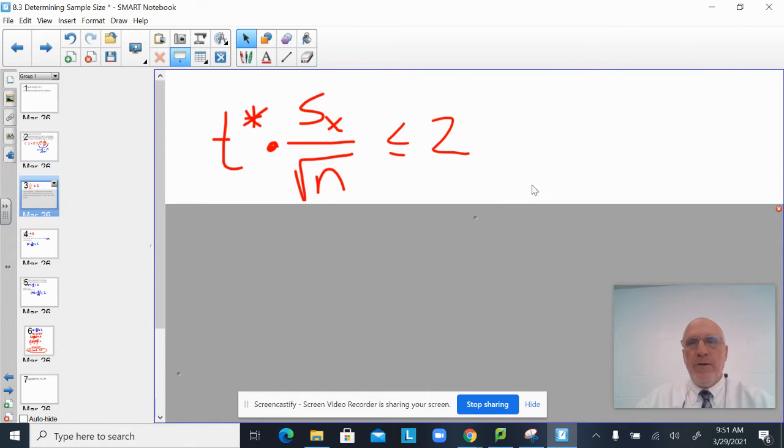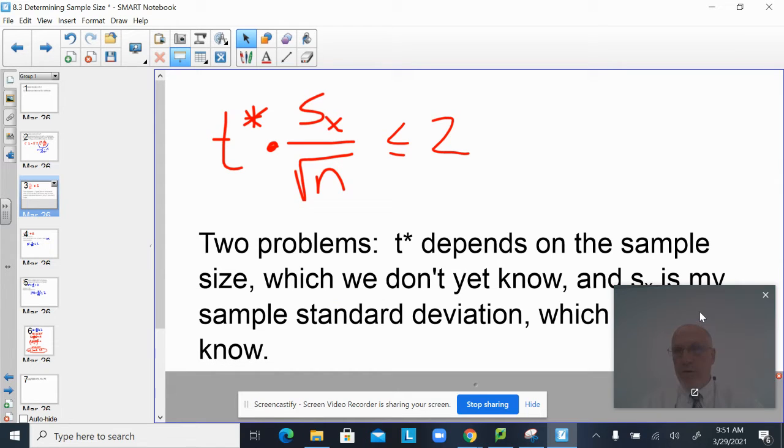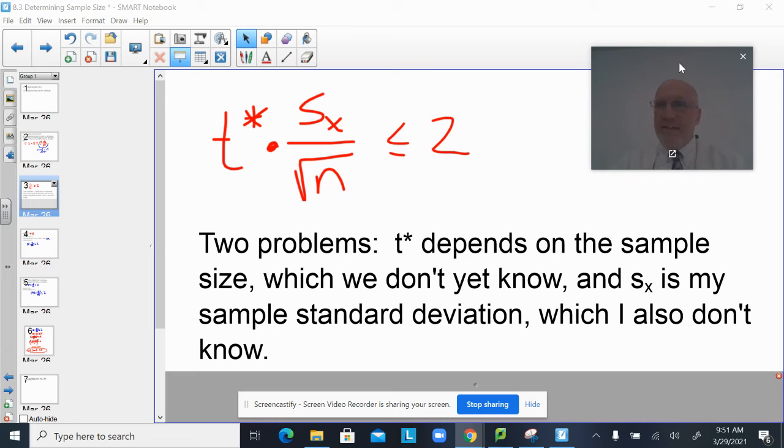And again, n is ultimately what we're looking for. How big a sample? The problem with this inequality is twofold. That t star number, remember we said that depends on the sample size, like that t distribution changes for different sample sizes, and I don't know my sample size. And Sx is my sample standard deviation, which I also don't know. So there's no way I can necessarily put in numbers for t star and Sx, but I would need numbers there in order to solve that for n. So we kind of have to do the best we can do.